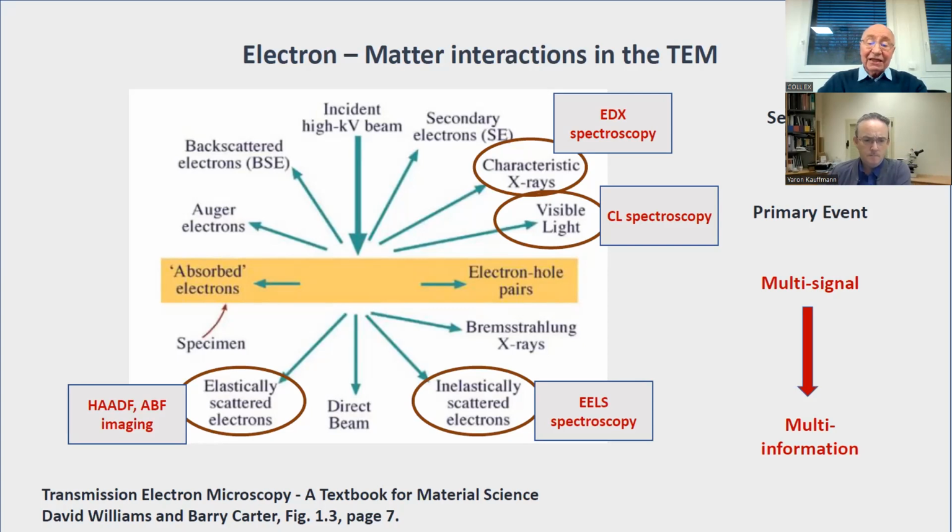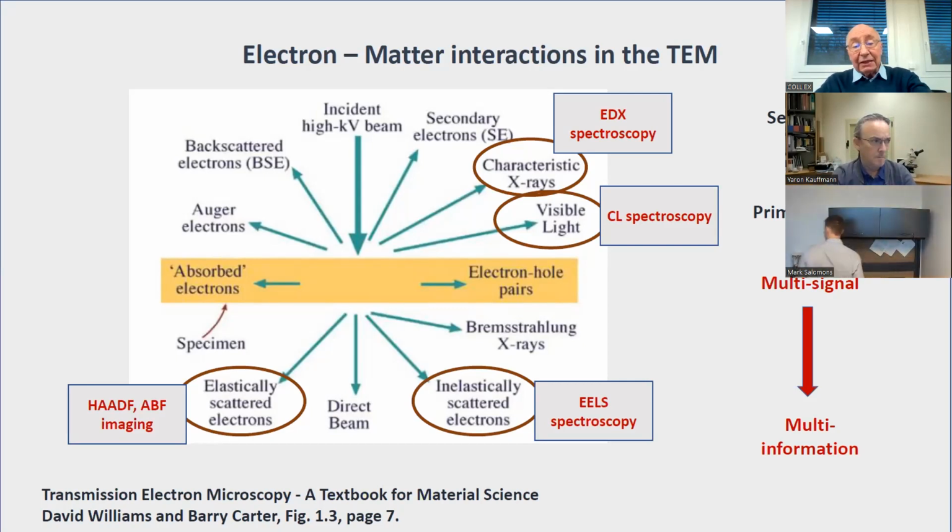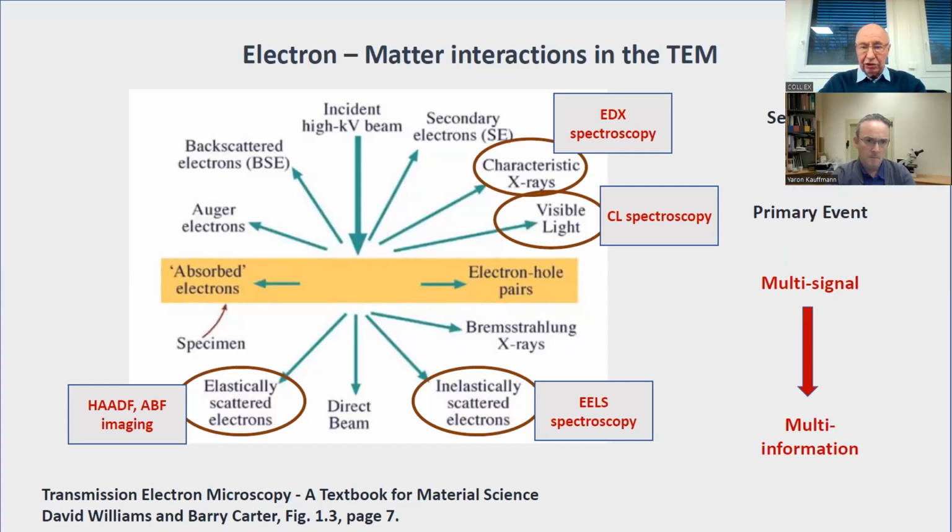The inelastically scattered ones are more general, and you can look at all the events, and this is why EELS, electron energy loss spectroscopy, can be so important, as you will see in the following of my talk. But these are the primary events. Once they have given energy to the specimen, it is in an excited state, and it de-excites with different emissions: visible light and X-ray light. These are the signals which can give you more information, and this is the multi-information, multi-signal microscopy.